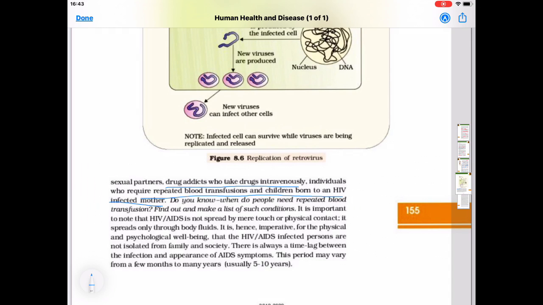Can you tell me, when do people need repeated blood transfusion? In thalassemia disease, where the people require repeated blood transfusion.